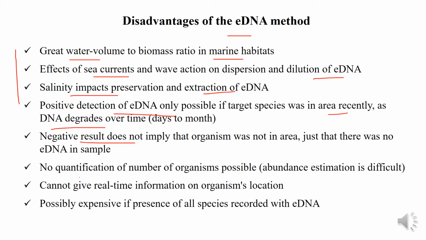And there is no quantification of number, so it's difficult to quantify the number of organisms in the habitat, so abundance is a little bit difficult to estimate. And it cannot give real-time information on the organism's location, because you are getting the sample here, and the species can move from here to here, so temporal or spatial information about the species, spatiotemporal information, is a little bit difficult.